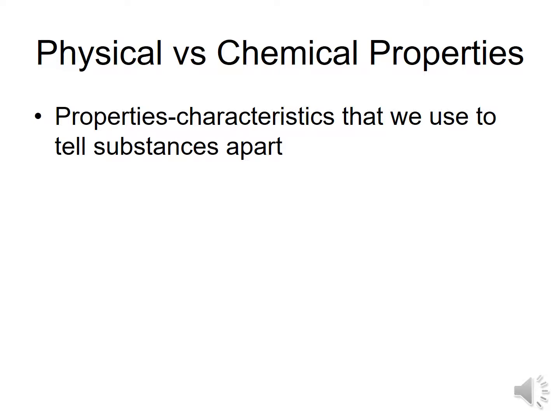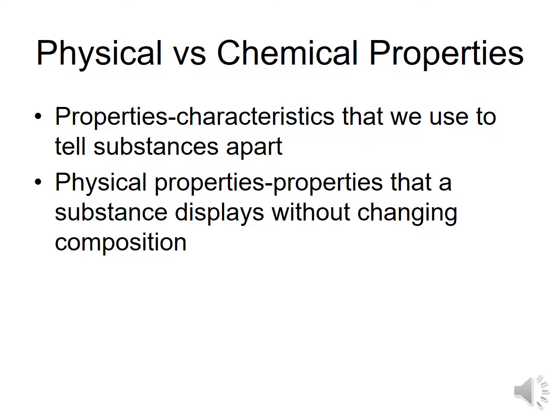When we describe matter, we describe its properties, its characteristics. There are characteristics of matter that we can use to tell substances apart. There are physical properties, properties that a substance can display without changing composition. I can measure the density of a material, and I don't have to change it into a new material to do so, so I would call density a physical property.